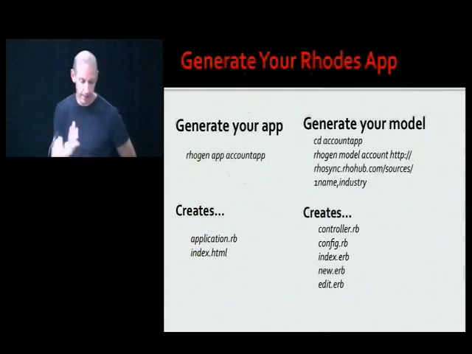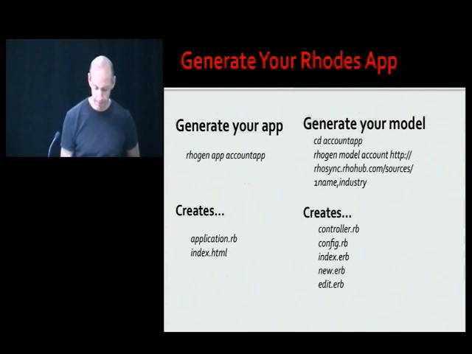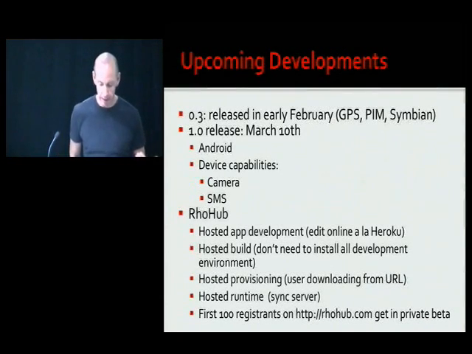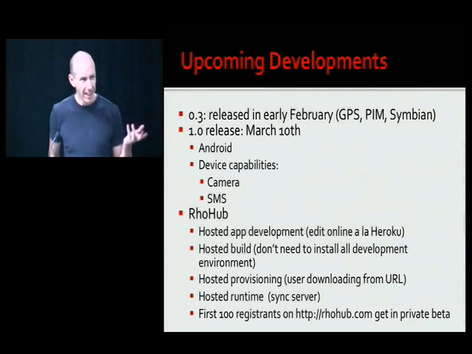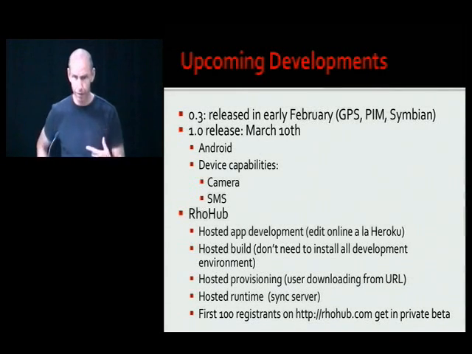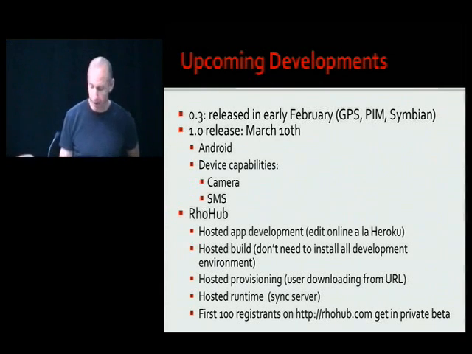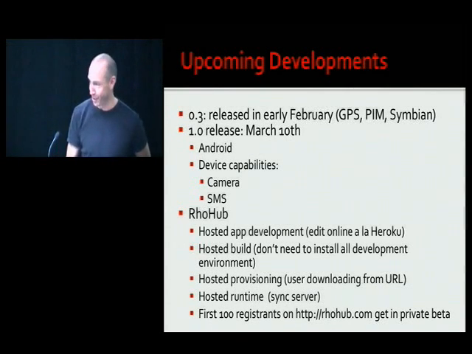So this is what you've seen. This is the process of generating a Rhodes app. So, upcoming developments: we released 0.3 in early February. The big changes were that we had GPS across all the platforms and PIM access across the platforms. We added Symbian support. I'm an adjunct at Carnegie Mellon, and there's a bunch of PhD students doing Symbian projects, so they wanted us to do Symbian ahead of Android. That's my excuse for not doing Android before Symbian.